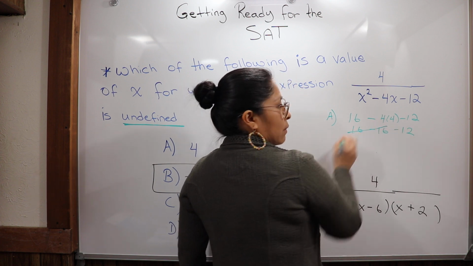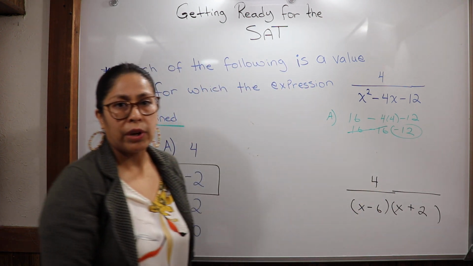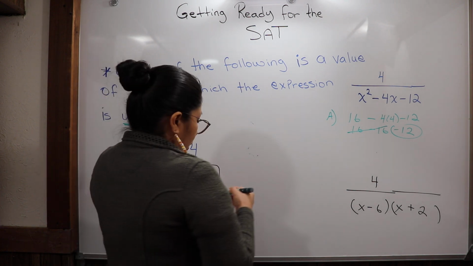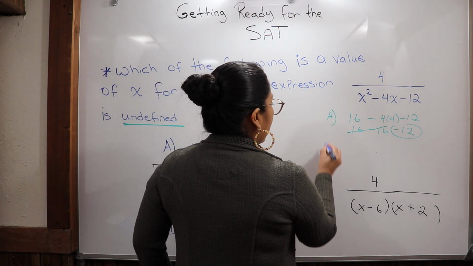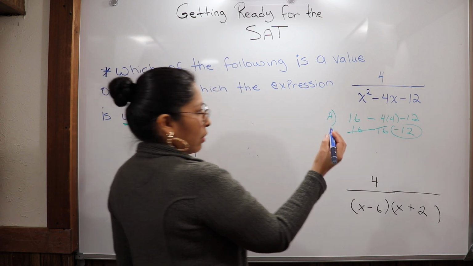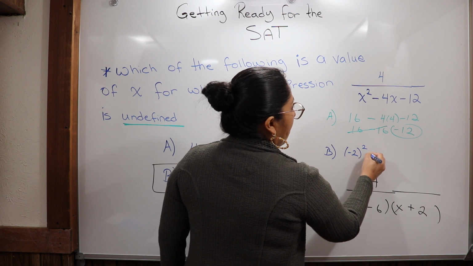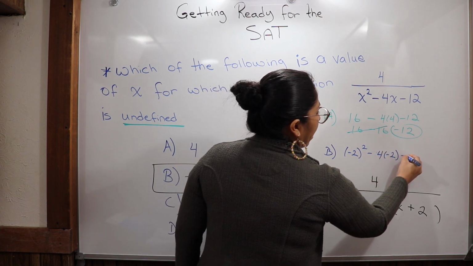So you can see right here, 16 minus 16 minus 12. 16 minus 16 is 0. So now it's going to be negative 12. So you don't have 0 right there. So now we move to B. Now with B, remember this is negative 2. So I'm going to do here negative 2 squared minus 4 times negative 2 minus 12.